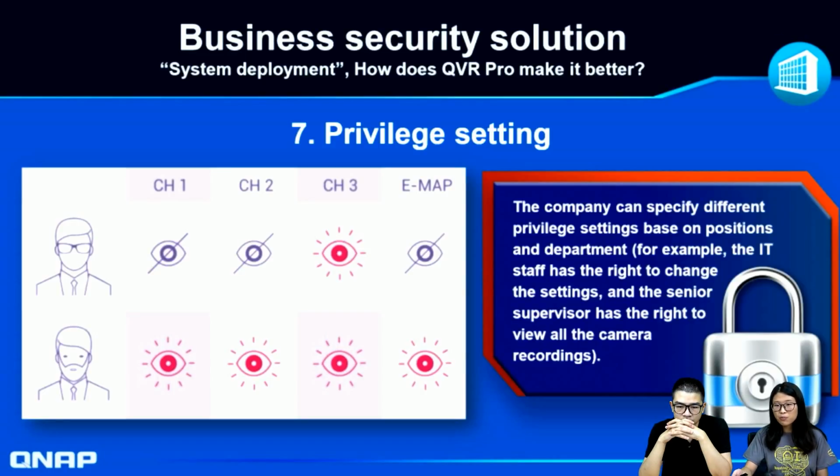Okay, next is the privilege setting. It's impossible to give everyone the same privilege setting. So you can set up, if I'm the boss, I can view all the cameras. But as you see on the draft, if it's just a clerk, a small employee, you can give him or her the privilege of viewing only channel 3.